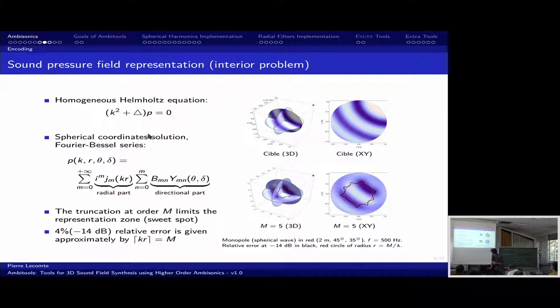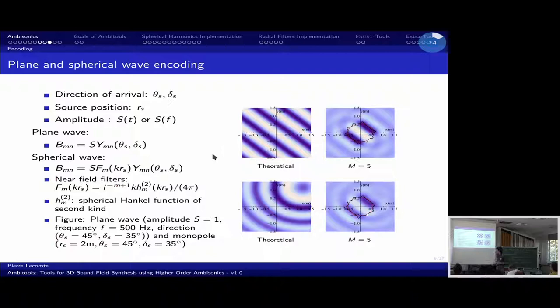We have analytic solutions for the B_mn for simple acoustic sources like plane waves. The plane wave is just the amplitude of the signal you want to carry times the spherical harmonics in the direction of arrival of your plane wave. For spherical waves, it's the same, but there is also a radial filtering involving spherical Hankel functions, which describes the spherical wave fronts. So you see that you need spherical harmonics to describe this.